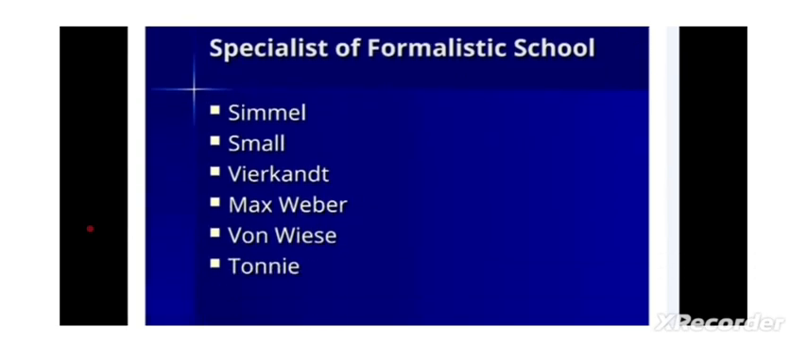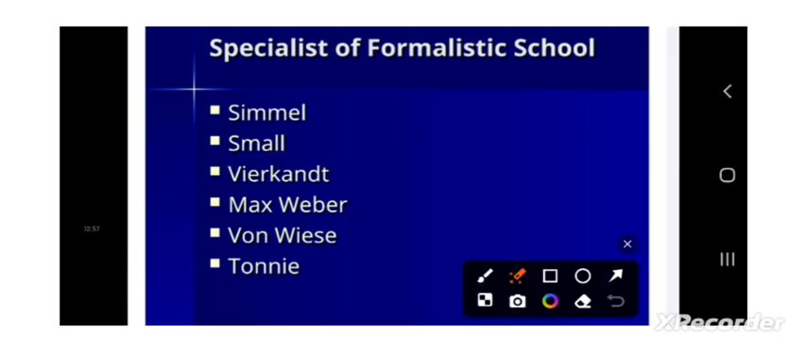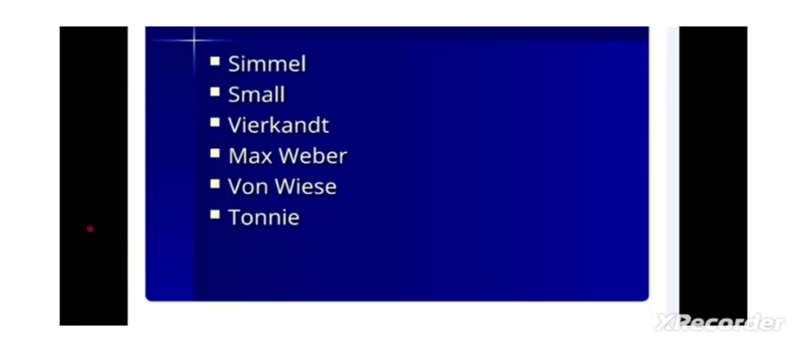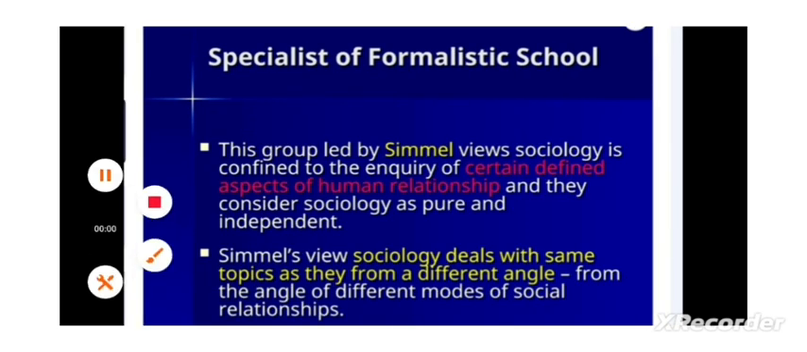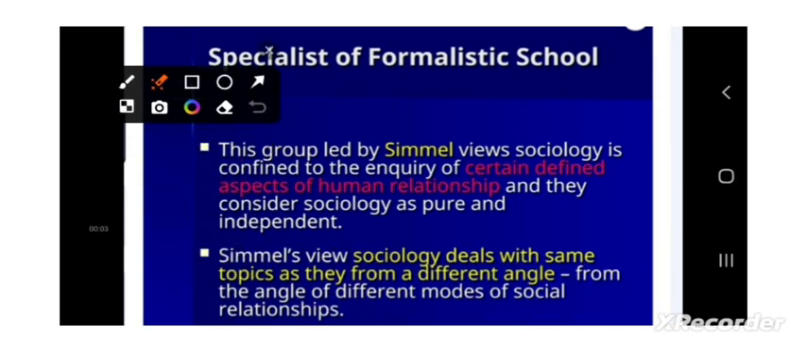Specialist or formalistic school. Its proponents include Simmel, Small, Vierkandt, Max Weber, von Wiese, and Tönnies. This group, led by Simmel, views sociology as confined to the inquiry of certain defined aspects of social relationship, and they consider sociology pure and independent. In Simmel's view, sociology deals with the same topics as others, but from a different angle, the angle of different modes of social relations.